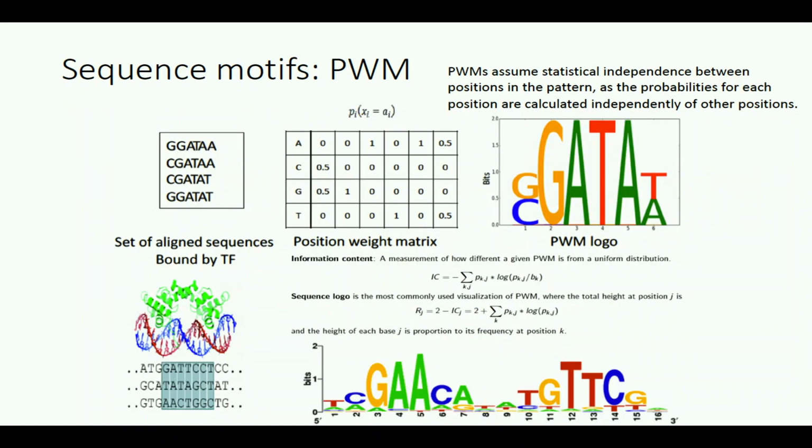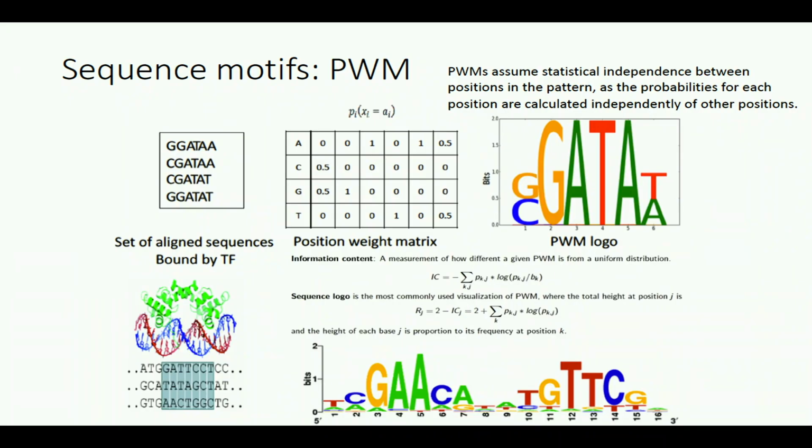In terms of motifs, there is a very particular way of representing them, which we call the position weight matrix, or PWM, which you're going to see a lot in the next few lectures. Basically, it's very simple. Once you have these aligned sequences, you compute the frequency of each base at different positions, and then you normalize it to get a frequency of different bases. This is what we call the position probability matrix.